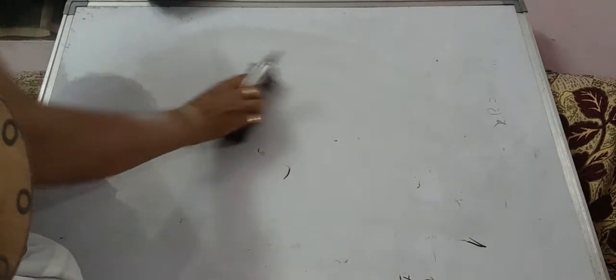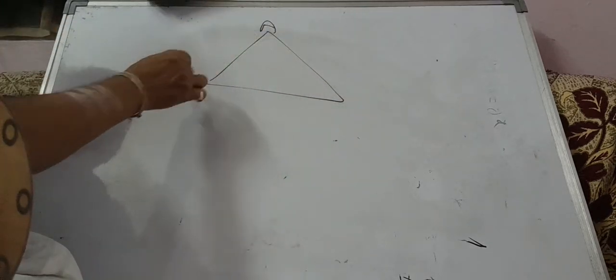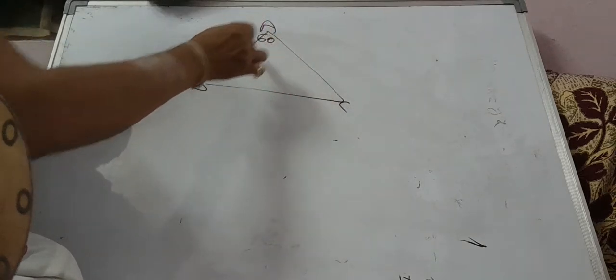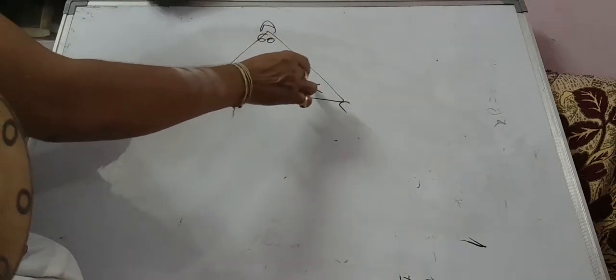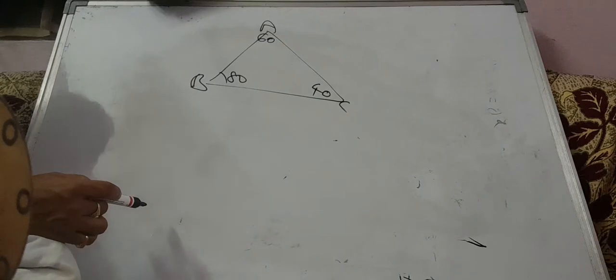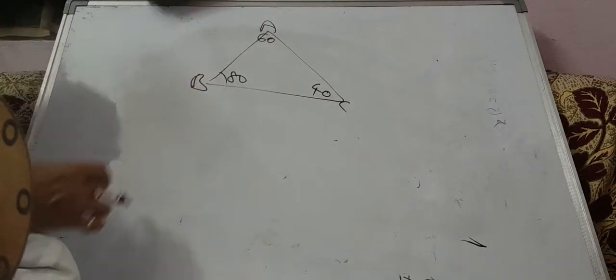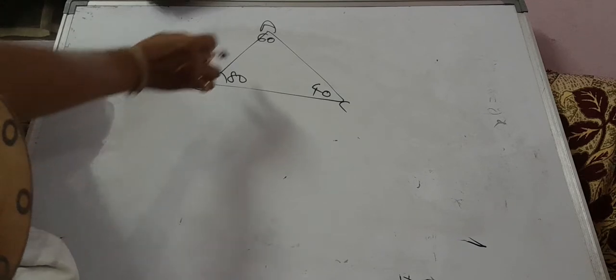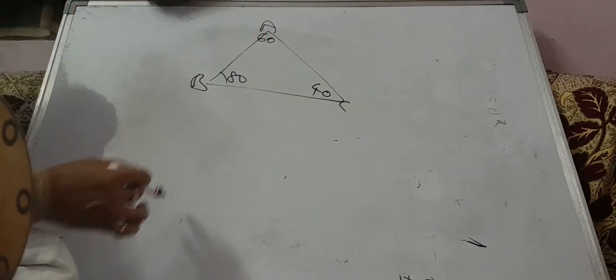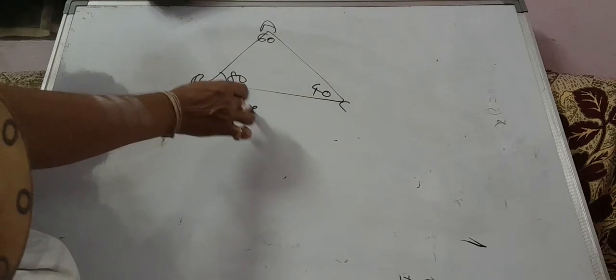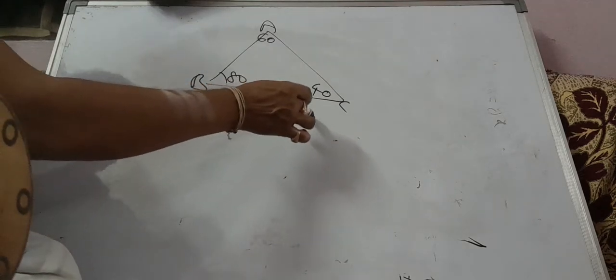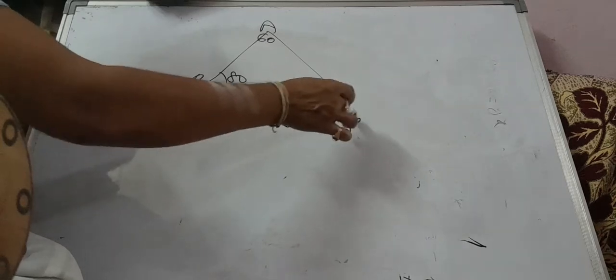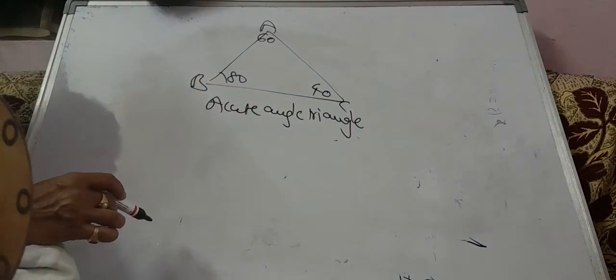And after that one, acute angle triangle. In a triangle, if one angle is 60, one is 80 and one is 40: 60 plus 40 is 100, and 80, total 180. The sum of the angles is 180, and every angle is an acute angle. That's why this is called an acute angle triangle. For an acute angle triangle, every angle must be acute.